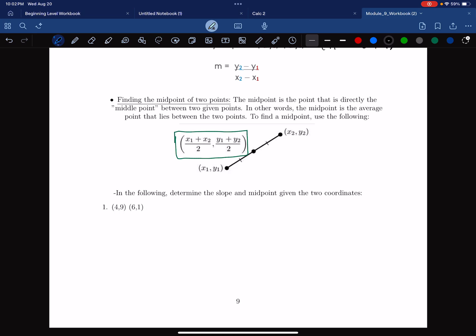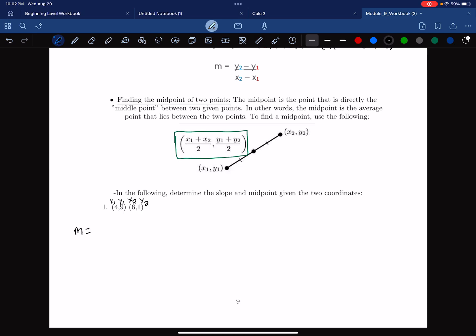So this first point here, 4, 9, 4 is going to be our x sub 1 value, or x1 value. 9 is going to be our y sub 1 value. 6 is going to be your x sub 2 value. And 1 is going to be our y sub 2 value. So using that information, let's find the slope.